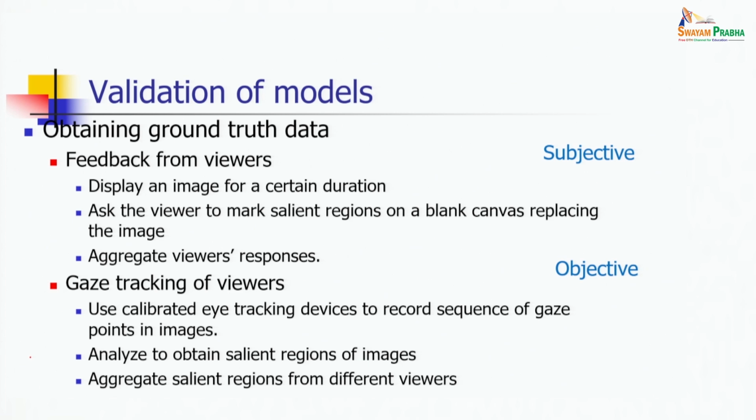regions of saliency. And again, whether it is feedback, where the viewer suggests which regions are salient, or an objective way of capturing viewers' viewing locations and then analyzing those gaze sequences to compute the salient regions, finally we require some aggregation of those data from different viewers, from different perspectives, so that the average viewer's response could be captured in the ground truth. So this is one kind of issue with respect to validation.